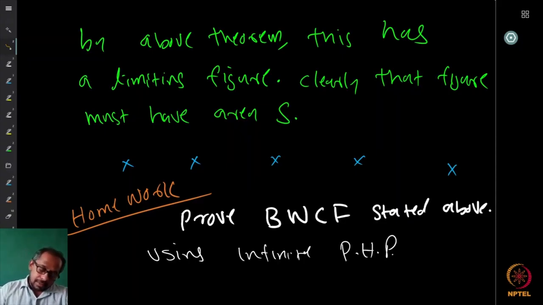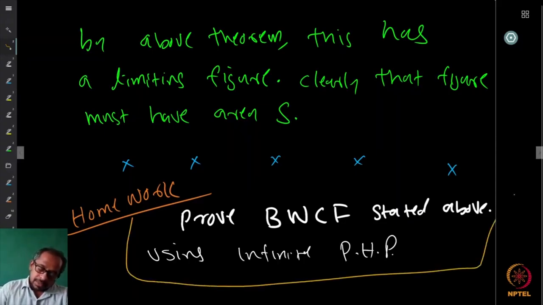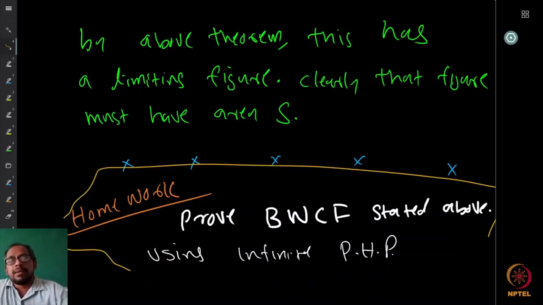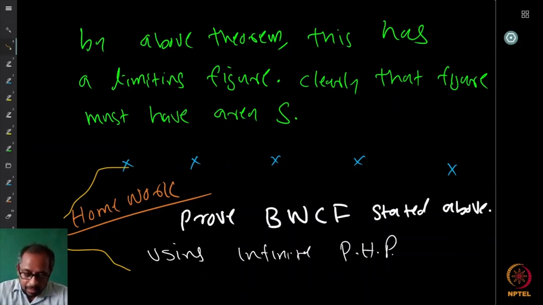Now, I want you to prove the Bolzano-Weierstrass theorem for compact figures. This is a result in analysis, of course, using the Pigeon-Hole principle, infinite form. So this is just for math students. Other students are welcome to try if you want. It's an adventure, but it uses some concepts which mostly only my students see.